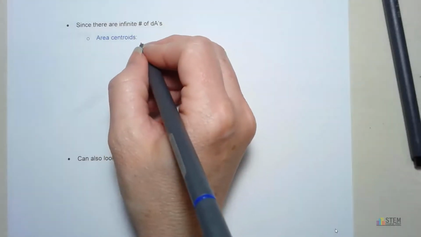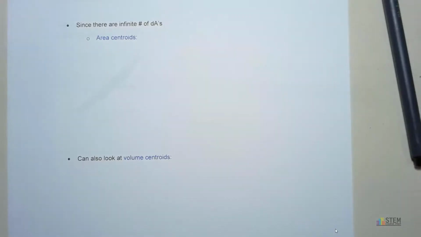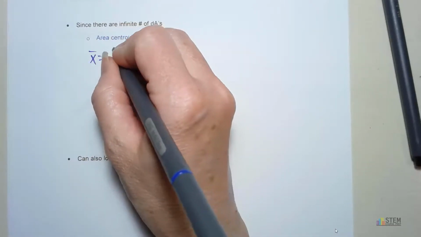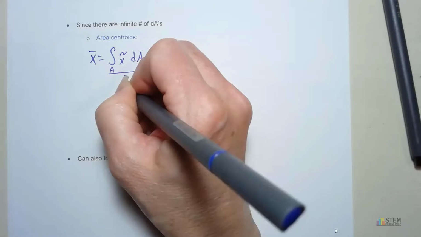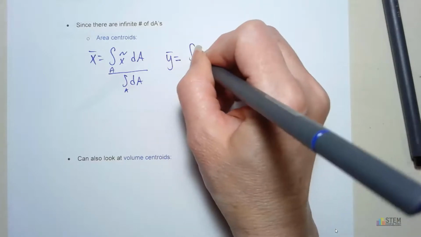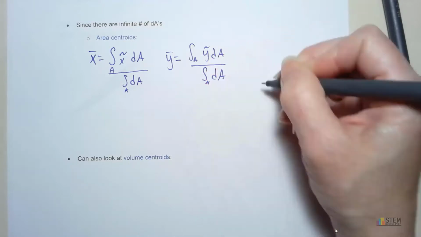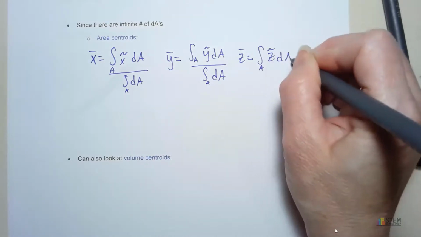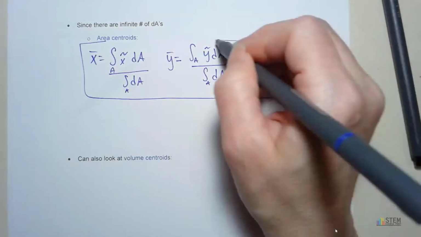All right, so the first ones we're going to talk about will be called area centroids. This is when we're looking at the little dAs. We have an area, and we're going to have integration forms of those equations. X bar is then going to be the integral over the area of x tilde dA over the integral of dA. Y bar is going to be the integral over the area of y tilde dA over the integral of dA. And then z bar is going to be the integral of z tilde dA over the integral of dA. Those are your area centroid equations.